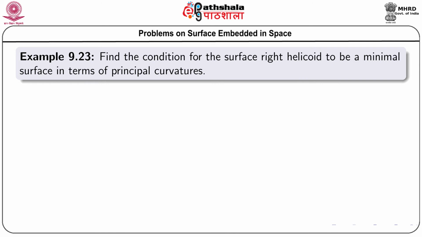Now, here in this example, we shall try to find a condition for the surface right helicoid to be minimal in terms of principal curvatures. So, let us see, we have seen that the right helicoid is a minimal surface because its mean curvature is 0. Now, what will be the expression in terms of principal curvatures? Let us see in this problem.